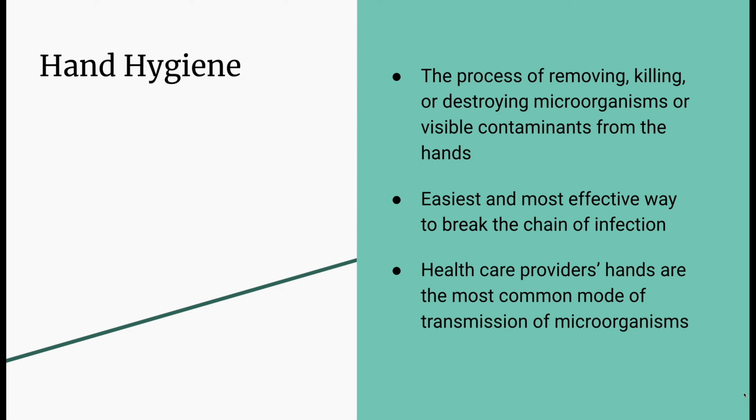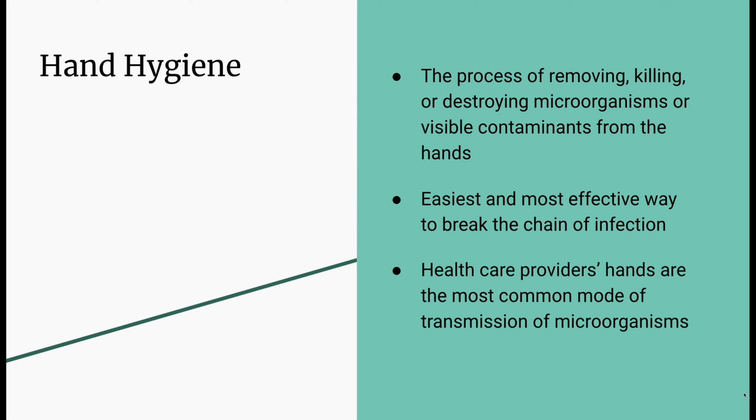There are 2 hand hygiene techniques: hand washing with soap and water, and the use of alcohol-based hand rub, ABHR, also referred to as hand hygiene gel, or hand sanitizer. Healthcare providers' hands are the most common mode of transmission of microorganisms. As a nursing assistant, your hands will touch many people and objects when providing care.